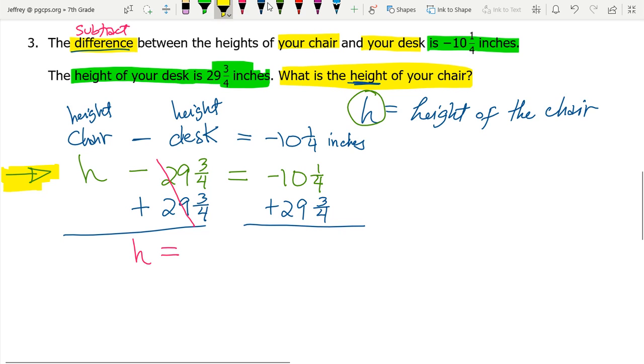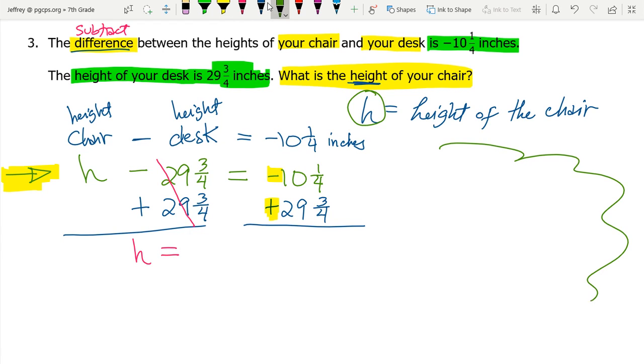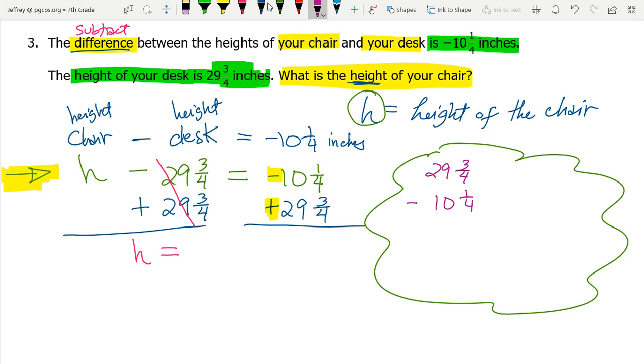Now, are the signs the same here? They're not. So that means we're going to do what? We're going to subtract. So subtract the bigger magnitude. So 29 and 3/4 minus 10 and 1/4. Because the signs are different, we subtract the magnitudes of these two numbers. When we subtract, we already know that they have the same denominator, so we're not changing anything.